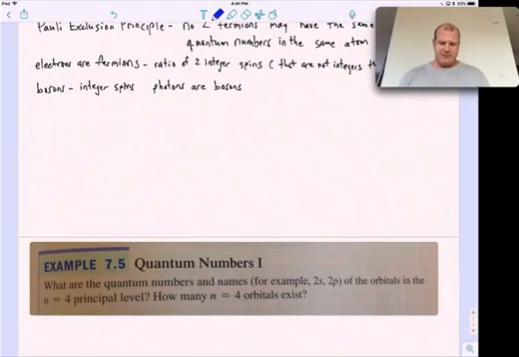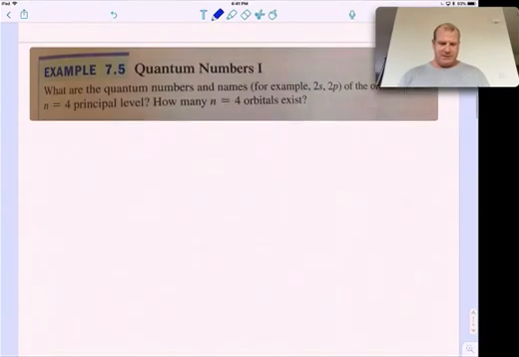Okay, so let's look at the quantum numbers. I know I've given you a very big overview, and I'm going to try and bring it back down to this class level. What are the quantum numbers and names for the orbitals in the n equals 4 principal quantum number? How many n equals 4 orbitals exist? If you studied the Bohr model, it's 2n squared electrons. Actually, the number of orbitals is n squared. It's 16, but 2 electrons in each, so 32.